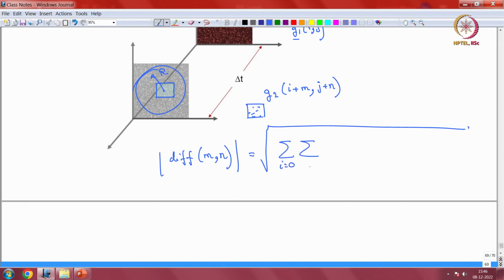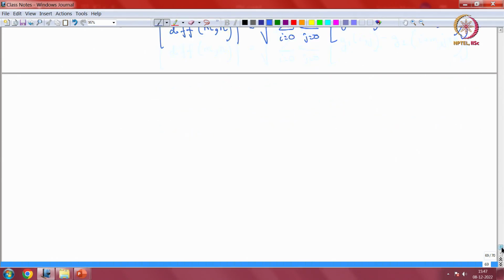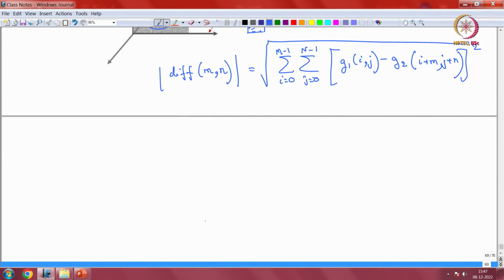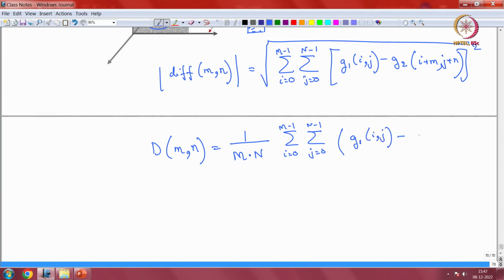The difference between the two images can be quantified by this equation, where i equals 0, j equals 0, up to m minus 1, n minus 1, of G1 i j minus G2 i plus m, j plus n, squared. Just to clarify, this is m minus 1 because my i counter starts at 0. If you are starting at 1, which is what would happen in images, this will just go to m and n. So, from the above difference, you get the idea that I can define this kind of a square difference, given by this formula: G1 i comma j minus G2 i plus m, j plus n, squared.